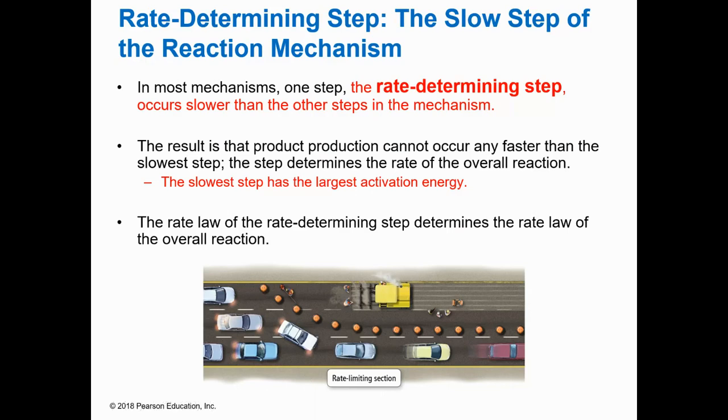Okay, and the rate determining step is always going to be the slowest step. This is kind of like in this picture down here, when there's traffic, you can only go as fast as the slowest traffic, especially when you're down to one lane. So that slowest step is the one that's going to have the largest activation energy because you can't go faster than it.